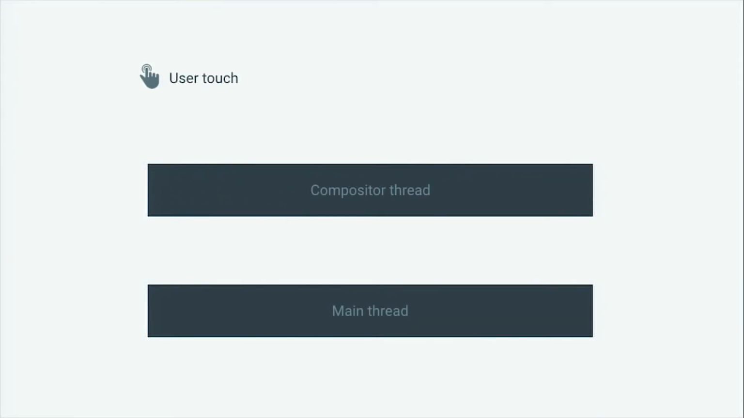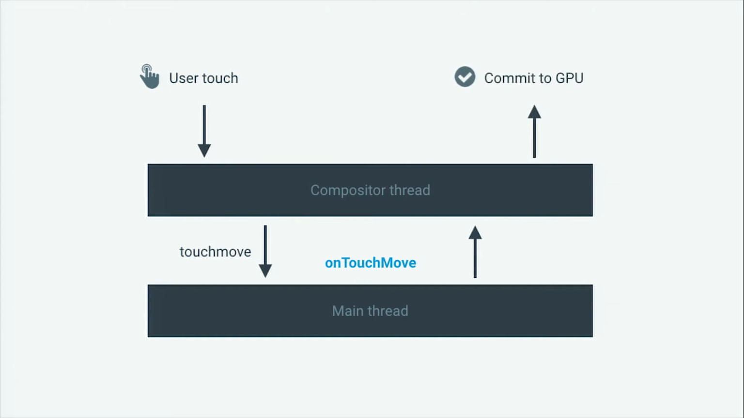Here's, for example, a user doing a touch event on your web app, which gets picked up by the compositor thread and then reaches the main thread, which is going to call the onTouchMove event, which is going to call your own function, your own callback. So it's going to call your function and see if you called event.preventDefault. Assuming you did not call event.preventDefault, it's going to bubble up to the compositor thread and then finally commit it to the GPU. And this is when scrolling happens.